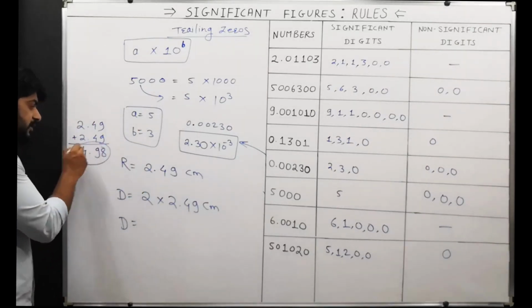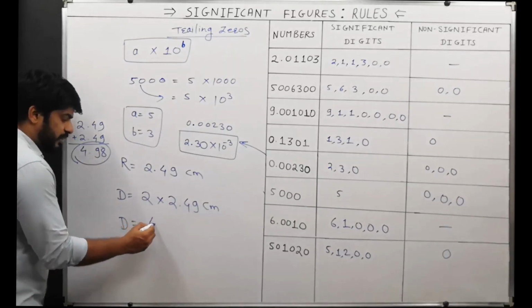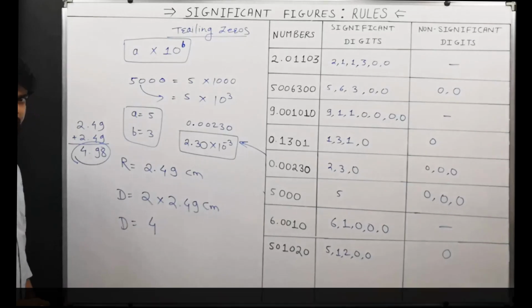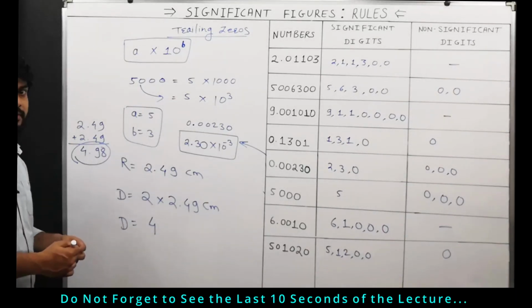So the answer is this. So in that case, what would be your answer? You might say 1, I mean 1 digit, 4. But is that the right answer? No, that is not the right answer. We want the accurate answer, isn't it?